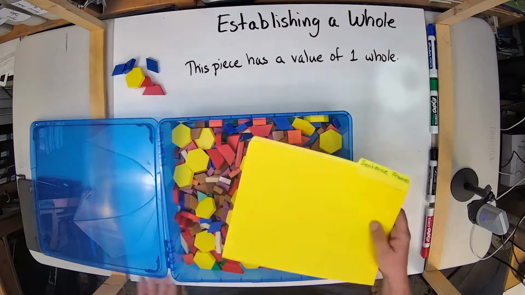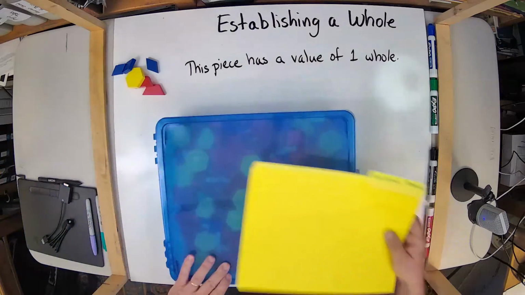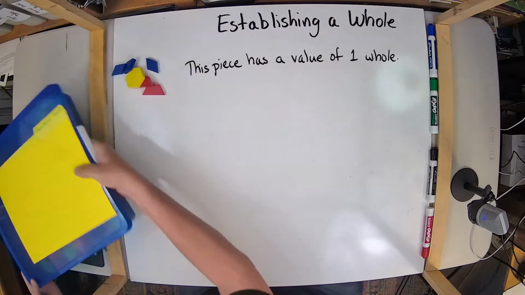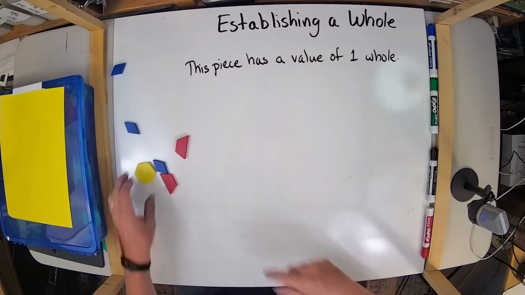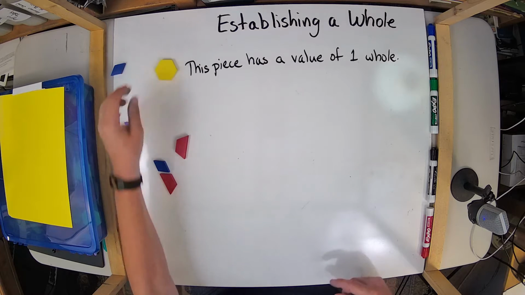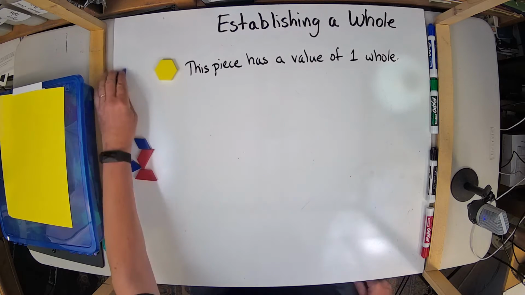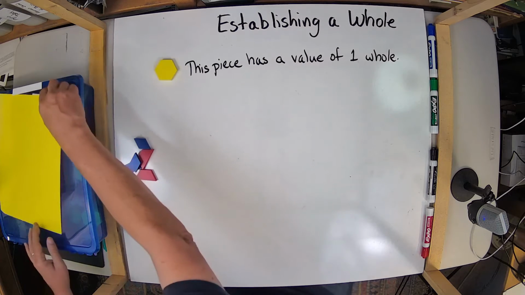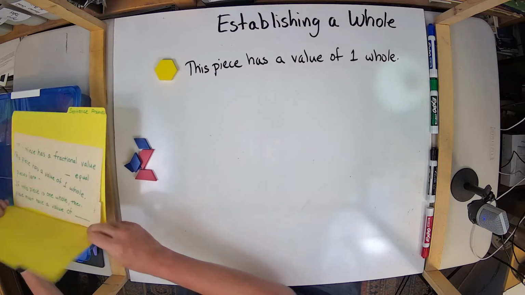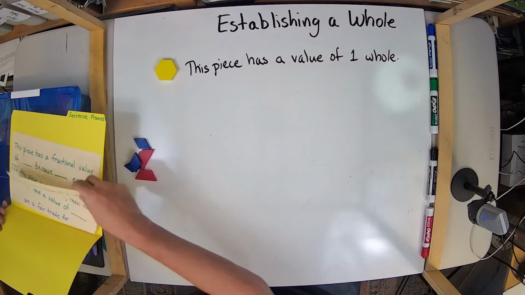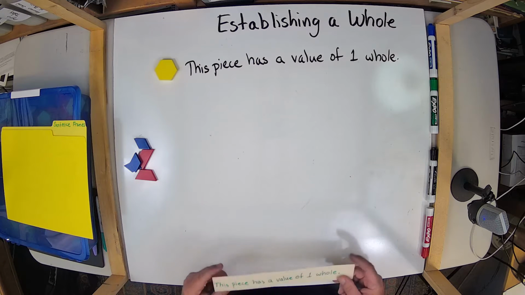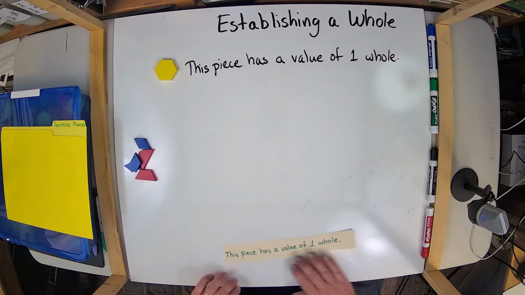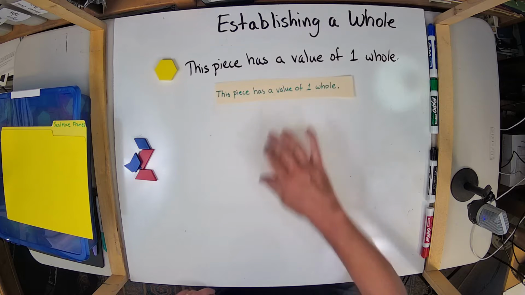And I also, as you can see, have some sentence frames. Now, I'm going to say that the first thing we want to do is establish a whole and literally put the piece next to a sentence that says this piece has a value of one whole. For those of you that are brand new teachers, you may not have seen this strategy before, but it's called using sentence frames. For those of you that are experienced teachers, I'm sure you've used it many times.